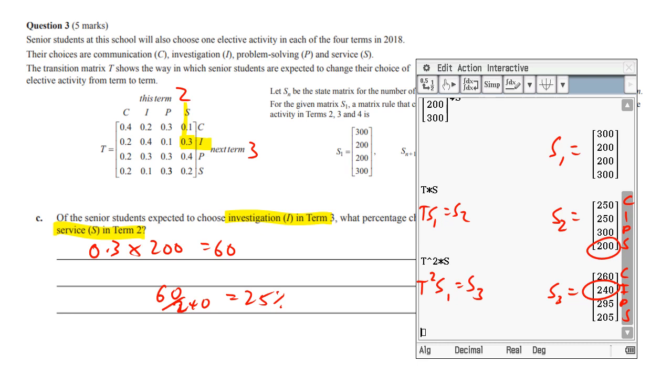So let's just review quickly what the point was. We were going from S to I, and that was only 0.3 of them. In term 2, it was 200 of them were S, so 0.3 of 200 gave them 60. In term 3, 240 of them were I, so 60 of that 240 came from S in term 2. Hope that makes sense. Get that one right, and you're going to get a really good mark.